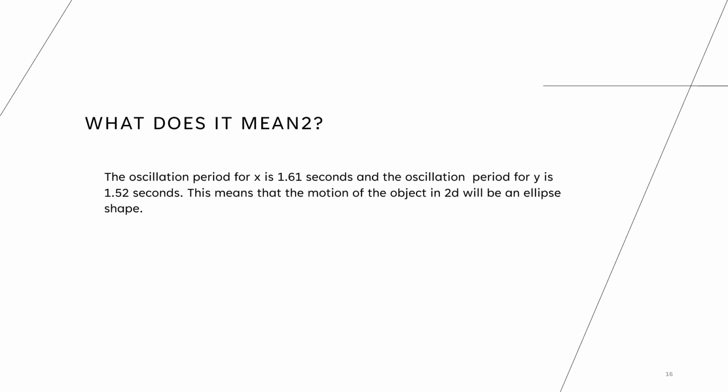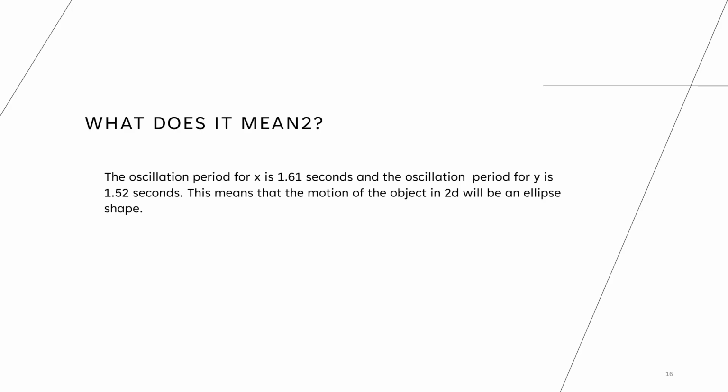What does it mean two? The oscillation period for X was calculated by finding the initial position when time equals 0, and then the time when it returned to that initial position, making a full loop. And that time was calculated to be 1.61 seconds for X and 1.52 seconds for Y.